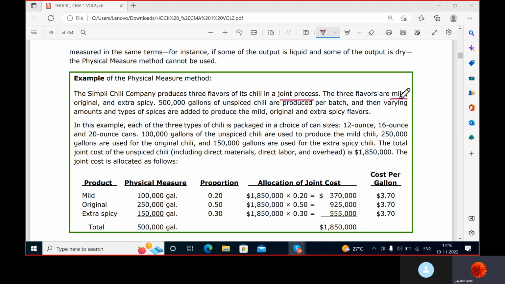So the three flavors are mild, original, and extra spicy. This many gallons of unspiced chili are produced per batch, and the entire data is the same.